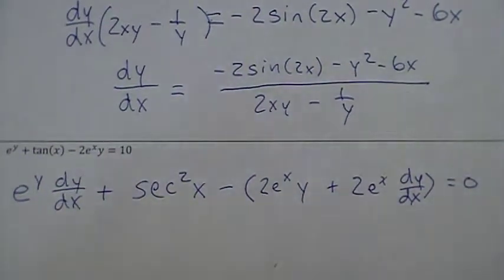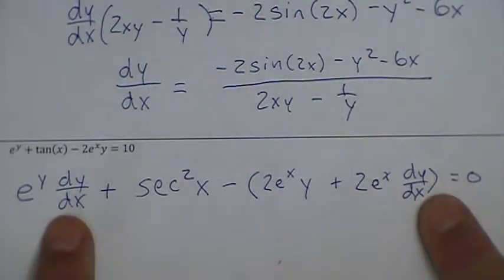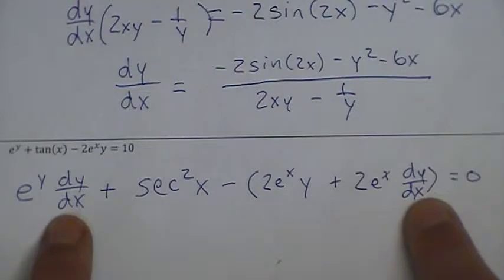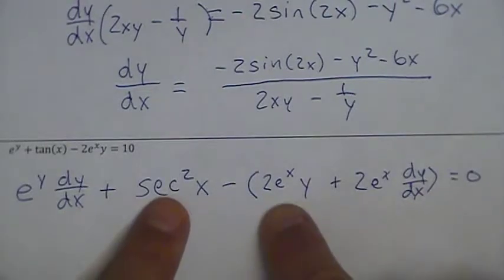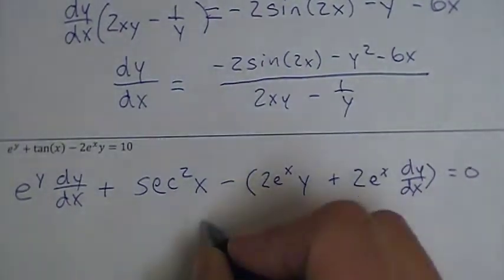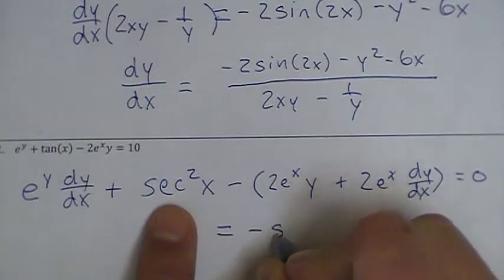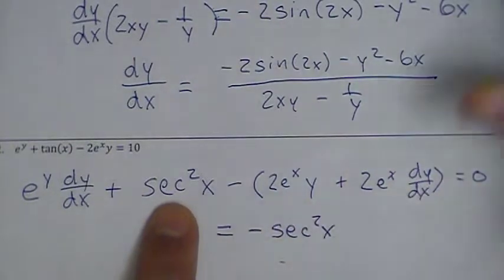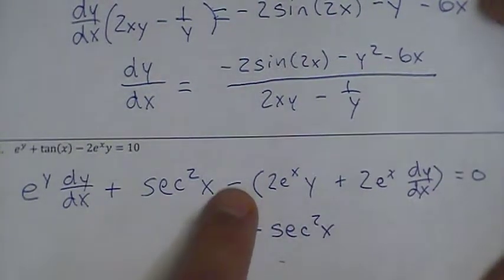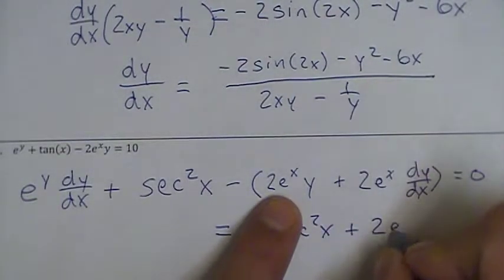So just like we did before, now our goal is to try to isolate dy/dx. So we have these two terms that contain a dy/dx. We want to leave them on the left side of the equation. We want to move these other terms that don't contain dy/dx to the opposite side. So I'm going to subtract secant squared of x from each side, and I'm going to have to add this term to the other side to move it over.